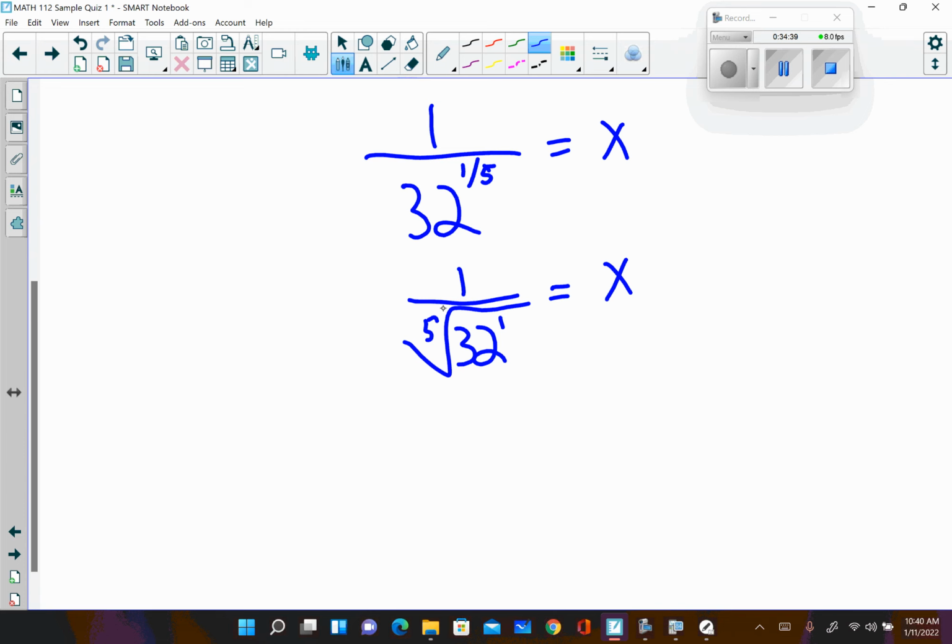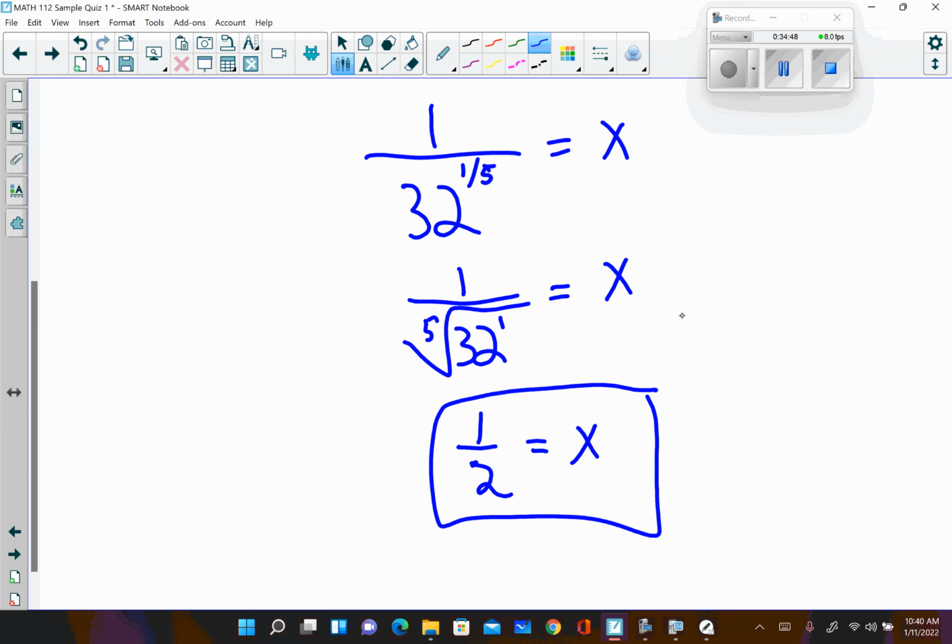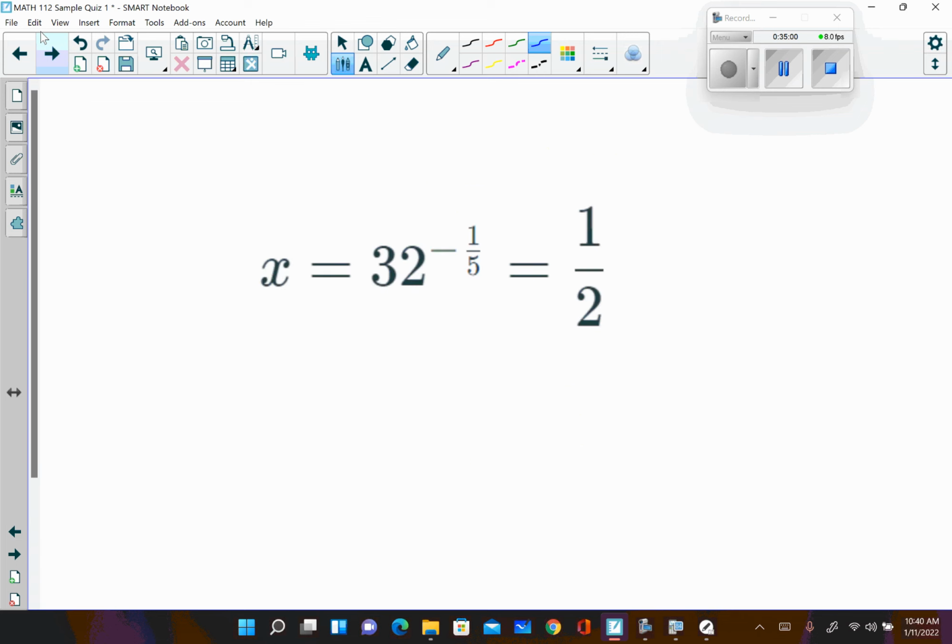One is the power. The 5th root of 32 is 2. So that's the final result, simplified. The reason the 5th root of 32 is 2 is because 2 to the 5th, 2 times 2 times 2 times 2 times 2, is 32. The 5th root of 32 is 2. 1/2 is equal to x.